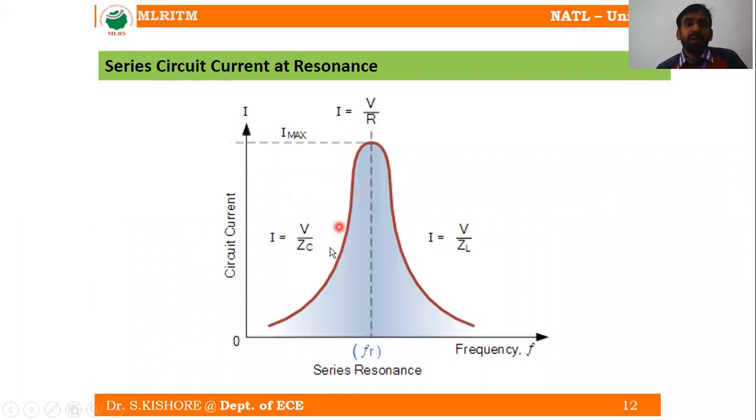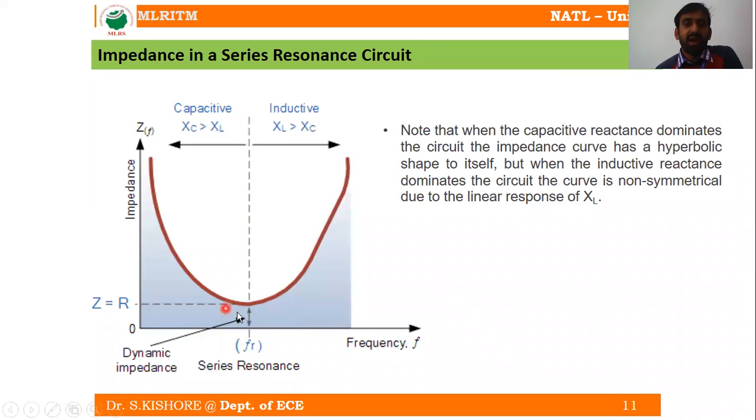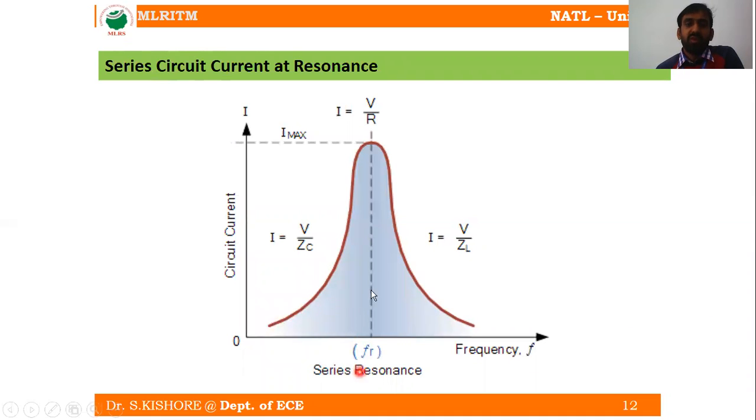So what could be the circuit current at the resonance? We have plotted all the values: the voltage, the current, everything. So what could be the circuit current with respect to the resonant frequency? You can see here that at resonant frequency, obviously the resistance R is going to be at its minimum value. In the previous slide we observed that the resistance is going to be minimum at the resonant frequency. So when the resistance is minimum, obviously the current is going to be the maximum.